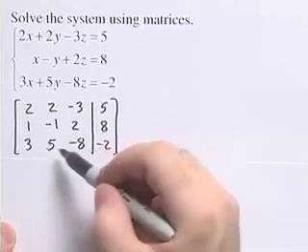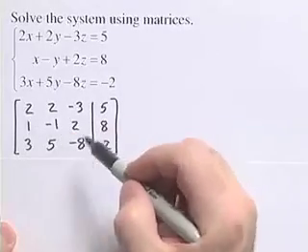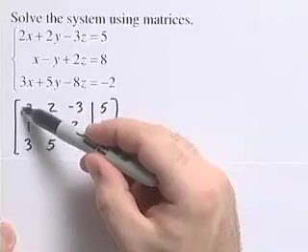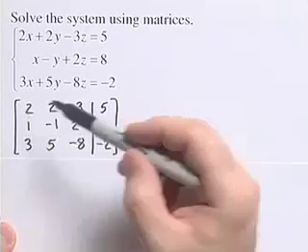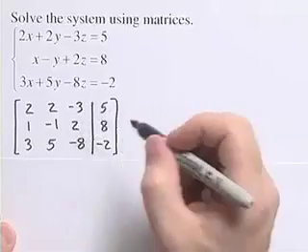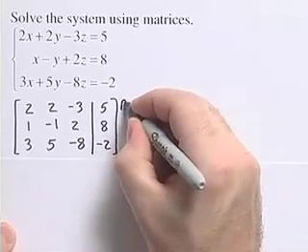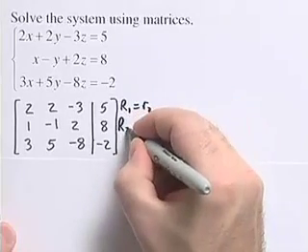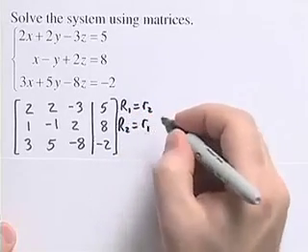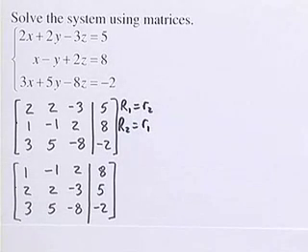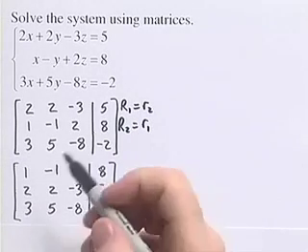Our goal when using matrices is to try to get this matrix into row echelon form. To do that, we need a 1 in this 1, 1 entry up here in the upper left corner. We can do that by switching the first and second rows. So our new row 1 is equal to the old row 2, and our new row 2 is equal to the old row 1. If we perform that operation, we get the following matrix.